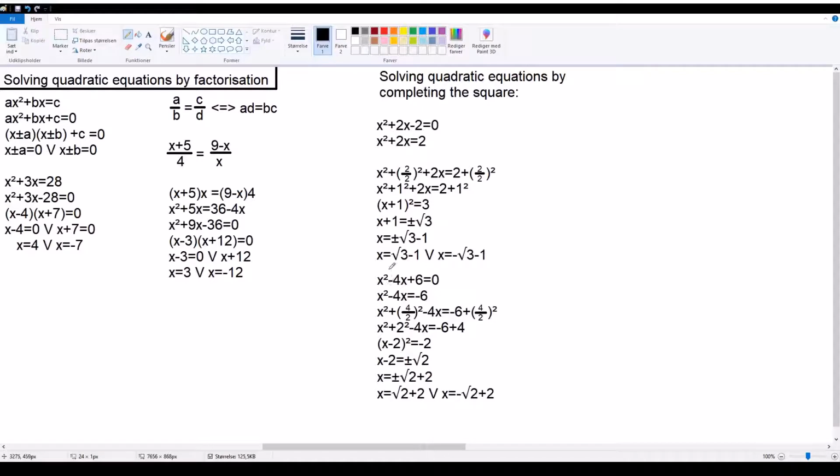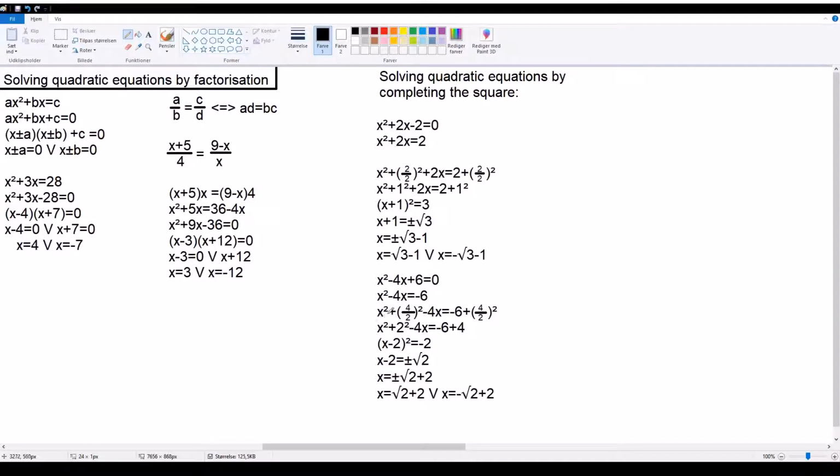For another example here, you can have x squared minus 4x plus 6 equals 0. First, you want to start by moving c over to the other side of the equal sign. So you get x squared minus 4x equals negative 6. Then you want to do what you did up here again, where you add the b value divided by 2 in brackets squared to both sides, still keeping the equation equal.